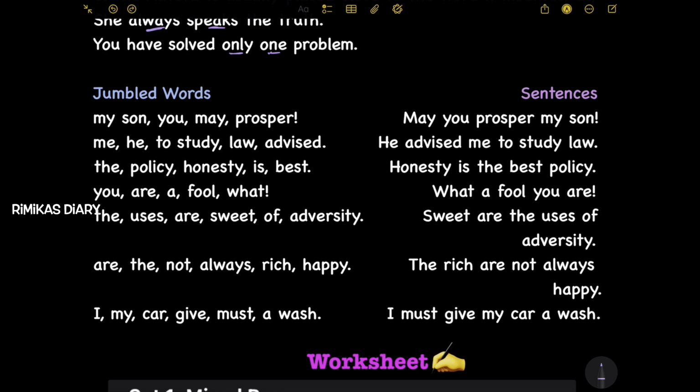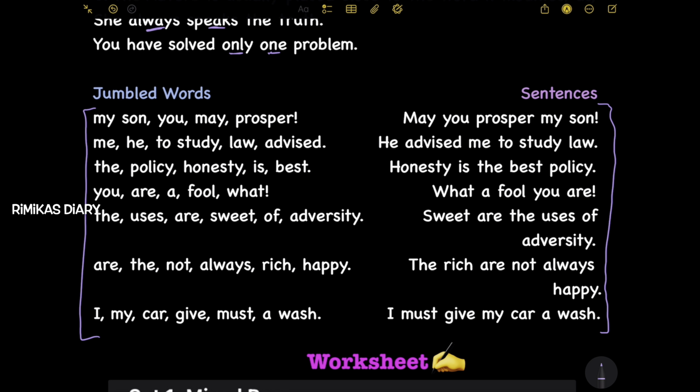So this side has jumbled words and this side is the unscrambling of words into sentences. My son, you may prosper. May you prosper, my son. Me, he, to study law advised. He advised me to study law. The policy honesty is best. Honesty is the best policy. You are a fool what? What a fool you are.